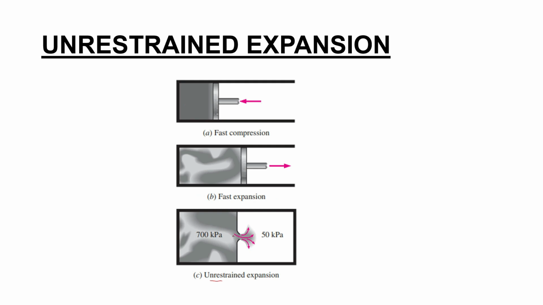Unrestrained expansion means that if you make a small hole in a partition, and there is gas on one side at a pressure of 700 kilopascal and a low pressure on the other side, then the gas will suddenly flow from the high pressure region to the low pressure region. This is called an unrestrained expansion. It is also a highly irreversible process, because if you want to reverse it, you can push all this gas back to this area and increase its pressure. But during this process, the gas will get heated and it will release heat. So it will leave a trace in the surroundings. That is why unrestrained expansion is also an irreversible process.